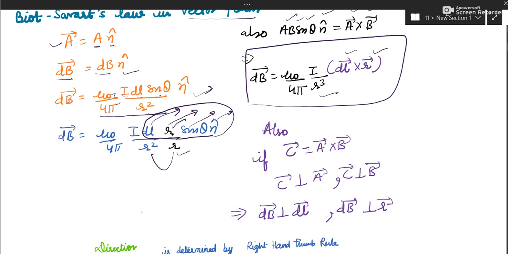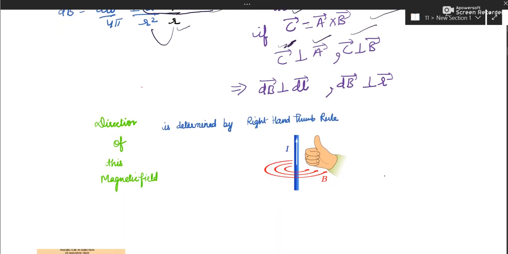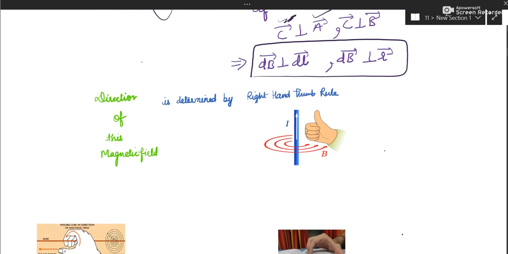Now from here we know that in class 11th we have done that if a vector is the cross product of two vectors, then this resultant vector is perpendicular to the first vector, perpendicular to the second vector, and perpendicular to the plane containing A cross B. Similarly, here this dB vector, which is magnetic field, will be perpendicular to dl vector and r vector, and to the plane containing dl cross r. So this is to be written at last, which is regarding the direction of magnetic field, and the direction of magnetic field is determined by right hand thumb rule.